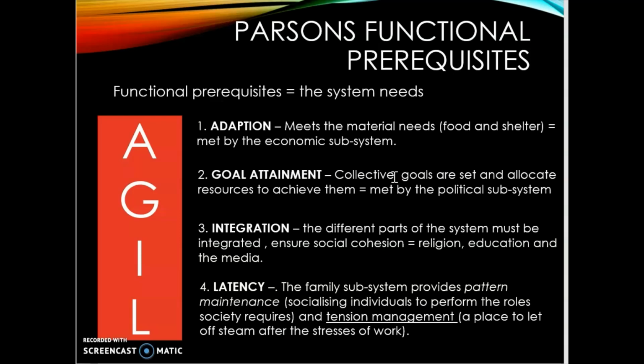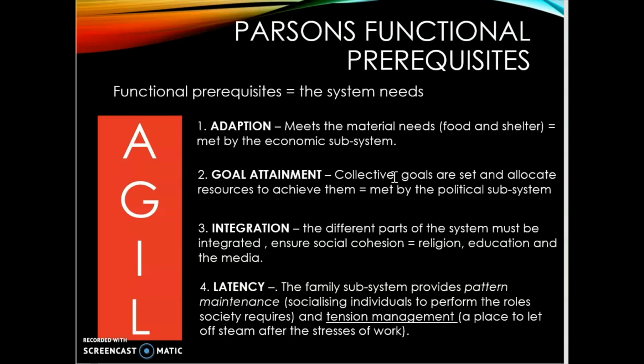Okay. The third one is integration. So the different parts of the system must be integrated to ensure social cohesion. So basically that is sharing them norms and values. So they basically need to be saying the same message. So religion, education, the media, and to a certain extent the family does this, and it helps make people feel like they belong to society as a whole.